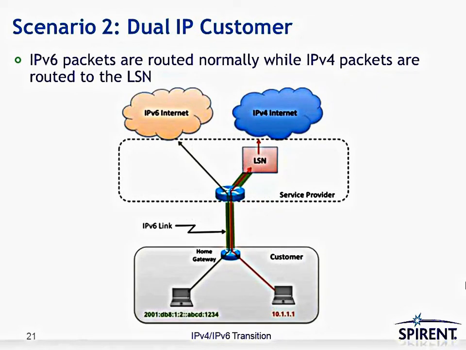Scenario number 2. Since the service provider's network is already IP version 6, a customer can add a home gateway that supports both IP version 4 and IP version 6 protocols. And so for IP version 6 native traffic, a client at the customer side can just be configured with an IPv6 address, and then IPv6 packets can be routed through the IPv6 network of the service provider to the IPv6 internet. Whereas IPv4 traffic from the customer would have to be encapsulated and translated as I described in scenario 1.